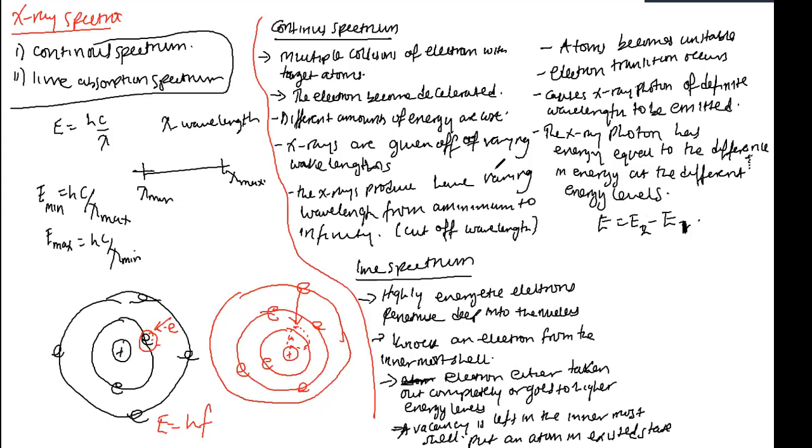Cutoff wavelength, by the way, is brought about by producing the most energetic X-ray photon. Remember, I told you energy is equal to hc over lambda. So to have maximum energy, you have to have the minimum wavelength. So lambda minimum is what they call the cutoff wavelength. The cutoff wavelength is produced when you have produced the most energetic X-ray photon of maximum frequency, corresponding to lambda minimum, which is called the cutoff wavelength.